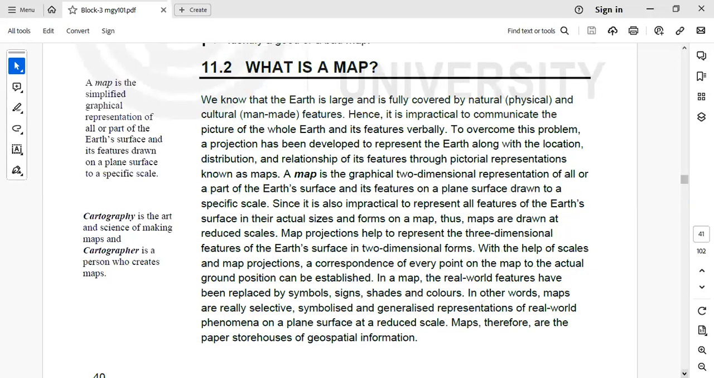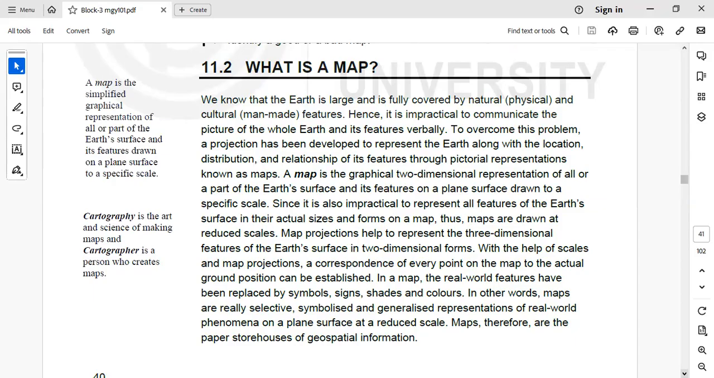So a map is nothing but the graphical 2-dimensional representation of all or part of its features on a plane surface drawn to a specific scale. So here it is important to give attention to the specific scale.